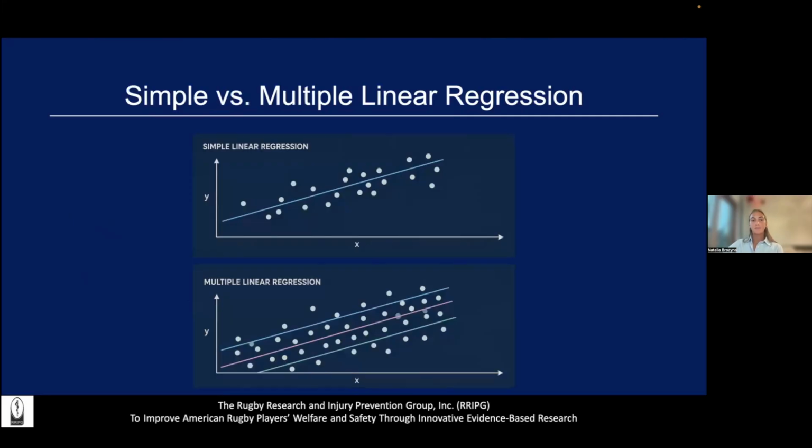Then you have simple versus multiple linear regressions. In the top picture, you can see a simple linear regression, which only uses one x value to estimate one outcome. In the bottom picture, you see a multiple linear regression, which uses 2 or more predictors to estimate an outcome. They all estimate the same y variable, but you can use it to show different x values.